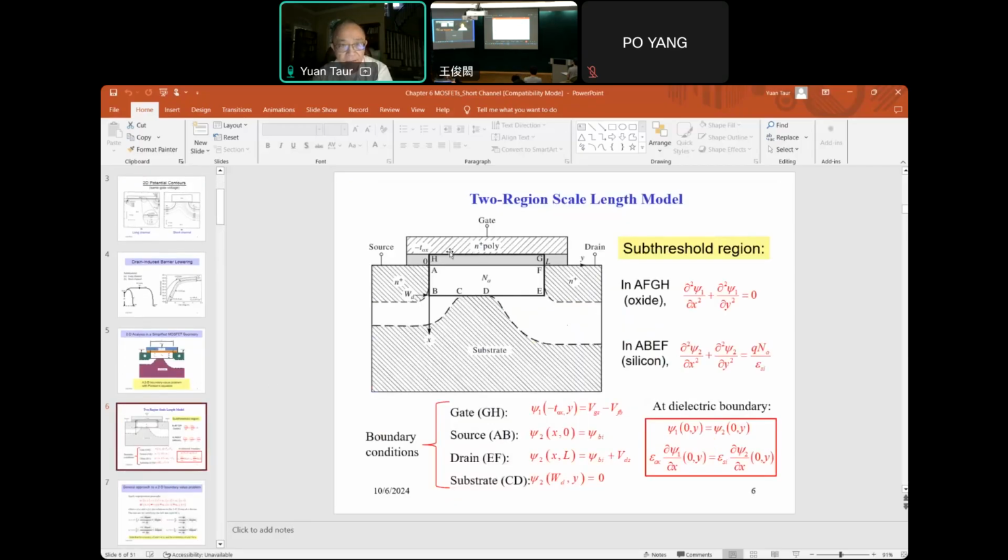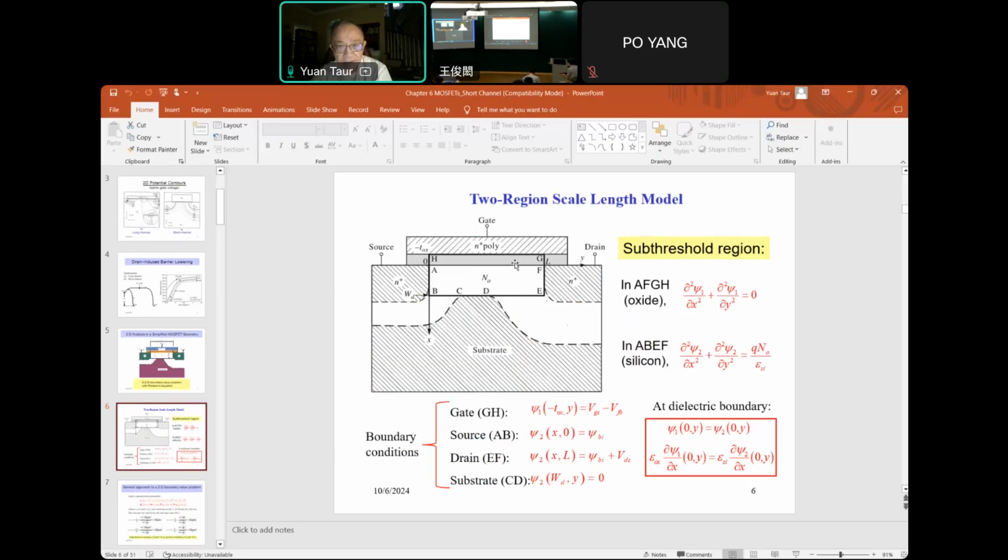Okay, so that's the rectangle, and we describe a so-called two-region scale length model. As I mentioned, we consider subthreshold current. So for the charge, there's no inversion charge, only depletion charge. Furthermore, this rectangle has two different materials. AFGH, that's oxide, and we call that potential psi 1. ABEF, that's silicon, with a different dielectric constant. We call that psi 2.